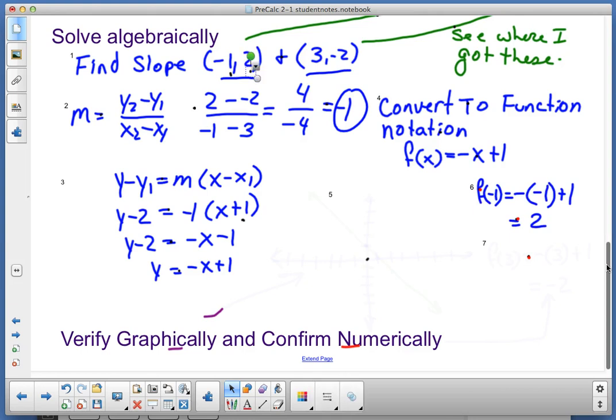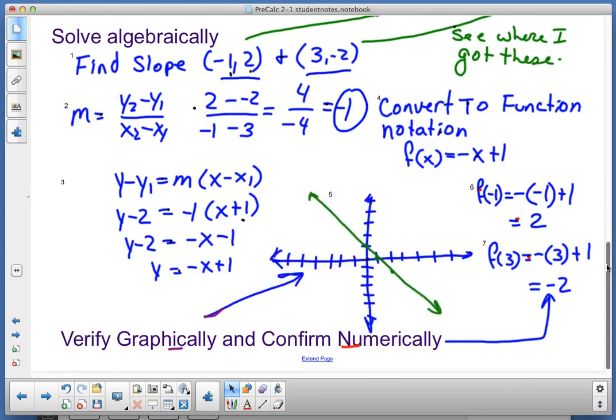Hey, that's exactly what it's supposed to be. And I can put in 3 for x, and I'm going to get out -2 as I evaluate. That's my verifying graphically and confirming numerically. So I've confirmed that it works numerically, but let's verify graphically what it's going to look like. Those same points, -1, 2 and 3, -2, are on my graph. So I've got it set so that it represents what I want it to.